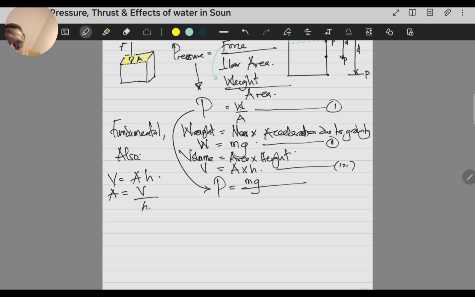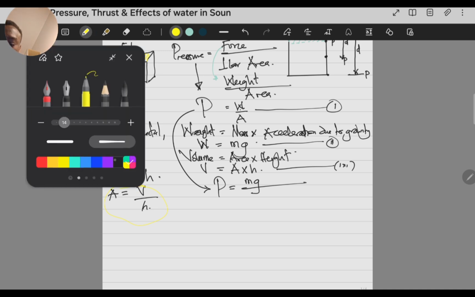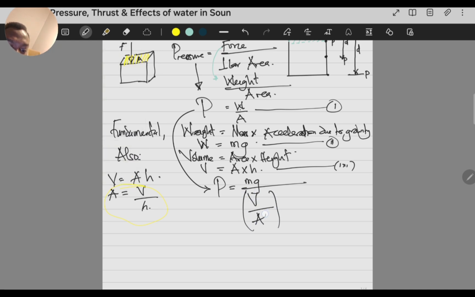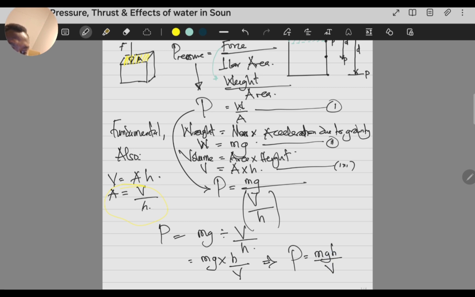So we can then substitute that into equation 1, and then we get the area to be V over H. Now what this simply means is that pressure is mg divided by V over H. Now inverse multiplication means this division is going to become multiplication, and then we invert what comes after it. So we have pressure equal to mgh over V.